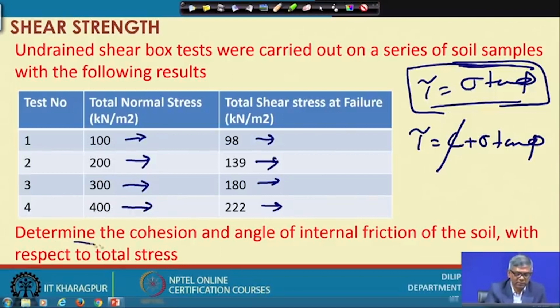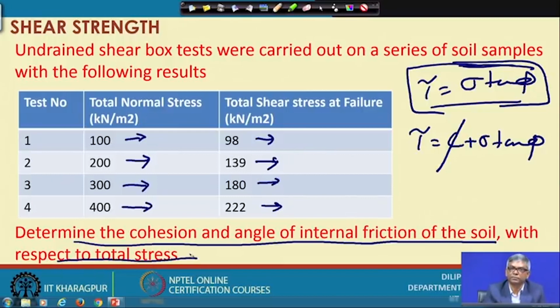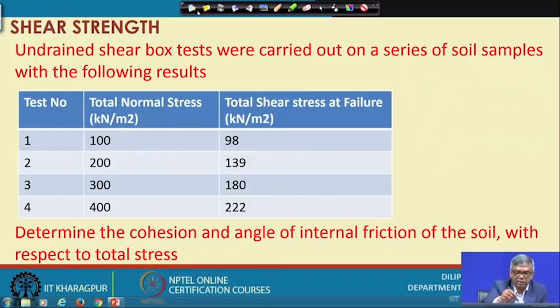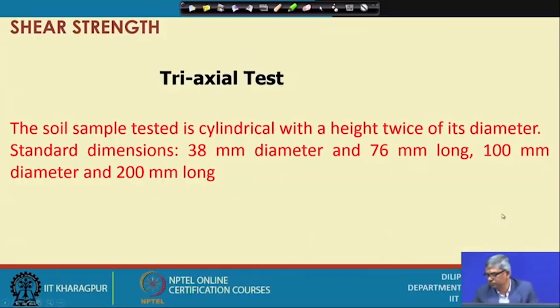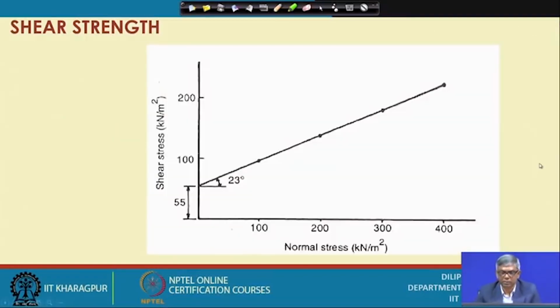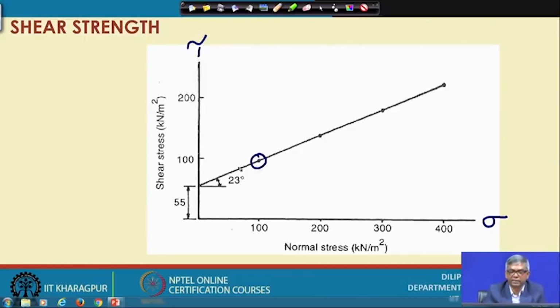So, based on this data, determine the cohesion and angle of internal friction of the soil with respect to total stress. Okay. So, this is the problem. So, let us see, if I take this data in a tau sigma plot, this is sigma and this is tau, and this is suppose first point 100 and 98, this is second point 200 and corresponding value, this is 300 and corresponding shear stress, and 400 normal and corresponding shear value.